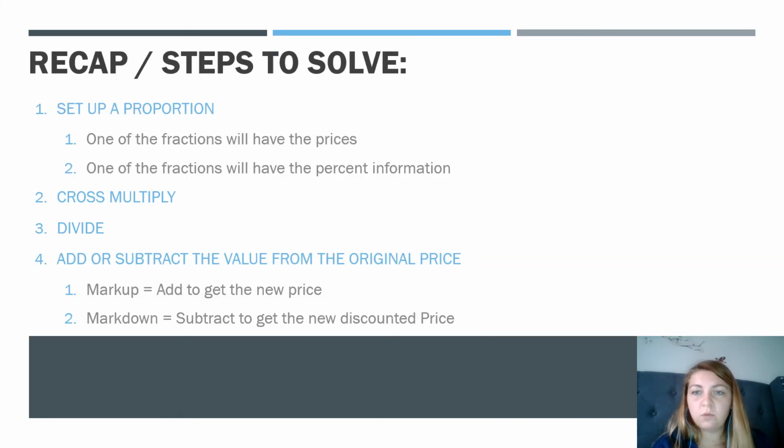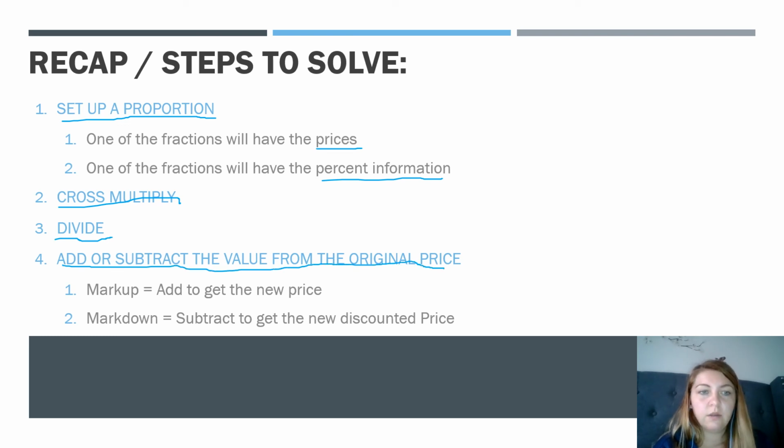Okay, so now we're going to recap. To solve it, you set up a proportion. One of the fractions will have the prices, which we put on the left-hand side. One of the fractions will have the percent information. We put that on the right-hand side. Then you cross multiply. You divide by 100 to get the price, and then you add or subtract the value from the original price. You'll either do a markup, which means that you have to add your answer to the original price, or you do a markdown where you subtract to get the new discounted price.